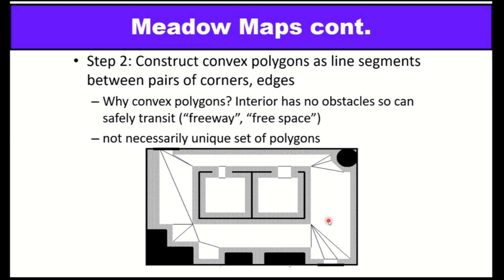There will not be a unique set of polygons. There can be different views, and every time, the angle of entry, or where exactly the current position of the bot is, will depend on the selection of the next node. Now the white space shown here is said to be the freeway or free space where we are finding a path using Meadow Map.